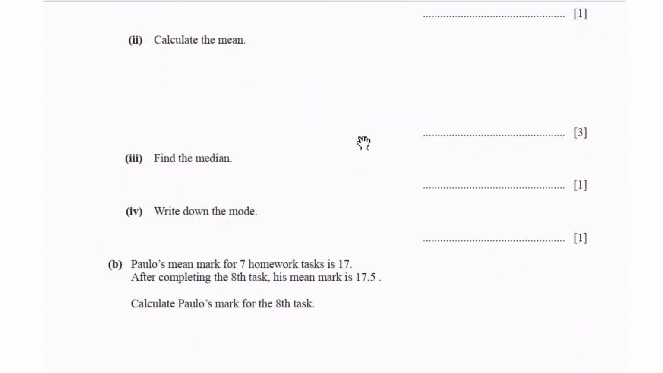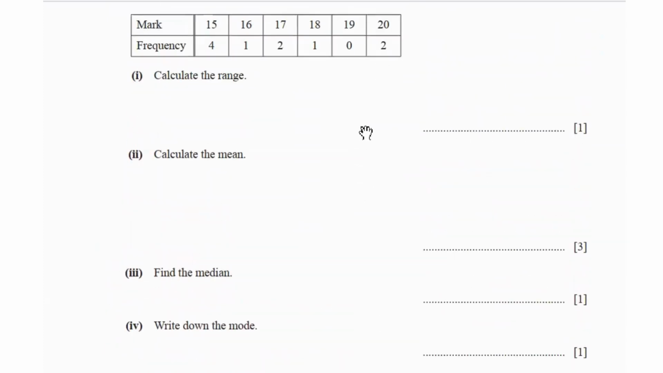Then it says write down the mode. So mode is the highest frequency, and the highest frequency over here is for the mark 15. So that is your mode.